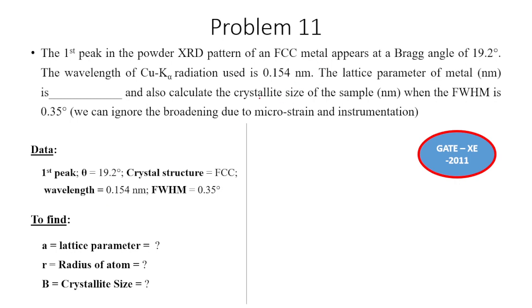Okay, so I'll explain. What is given? We have the first peak, and the Bragg angle is also given. That is the theta value, not the 2 theta value. Until and unless they mention that the value given is 2 theta, you don't consider it as 2 theta. Consider it as theta alone.